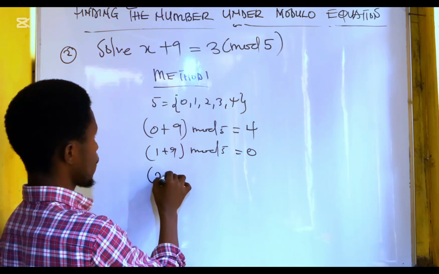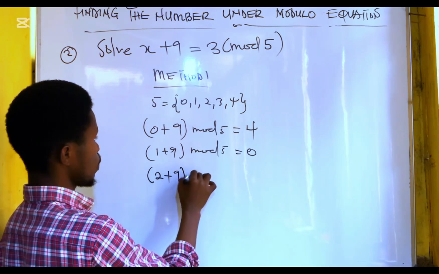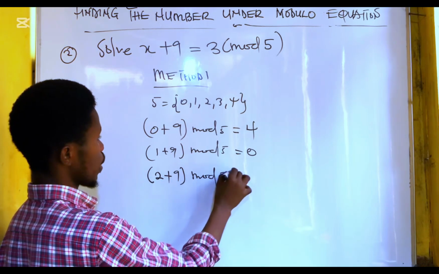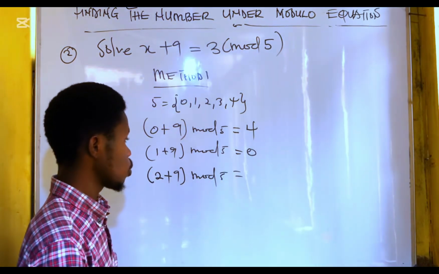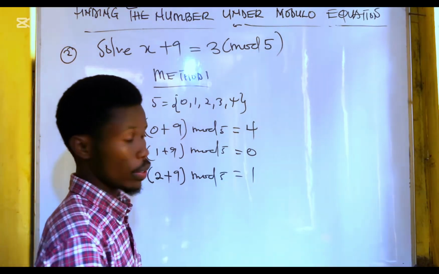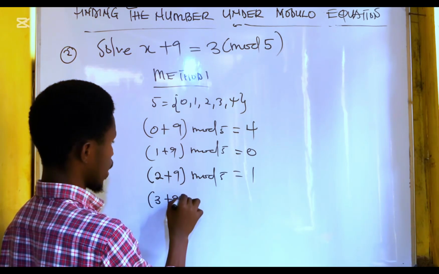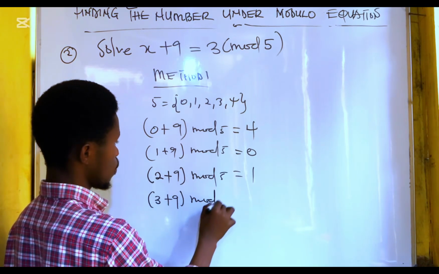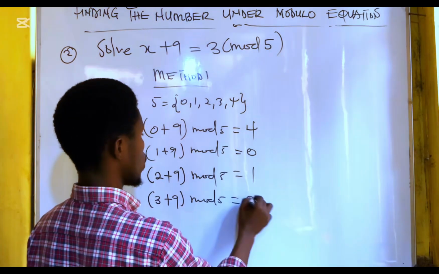2 plus 9 mod 5. 2 plus 9 is 11. 11 mod 5 is 1. Is that okay? Then move on to 3 plus 9 mod 5. 3 plus 9 is 12. 12 mod 5 is 2.